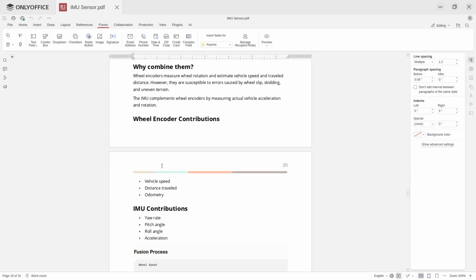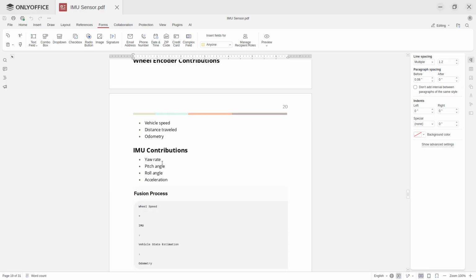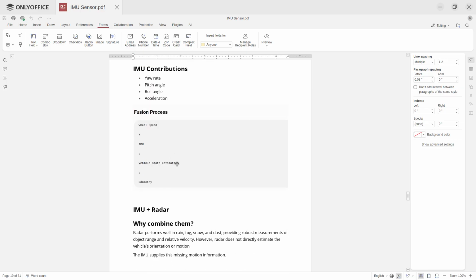Wheel encoder contributions: wheel speed, vehicle speed, distance traveled, odometry. IMU contribution: yaw rate, pitch angle, roll angle, acceleration. How do you use them? Wheel speed, and then IMU, then you get vehicle state estimation, and then odometry.